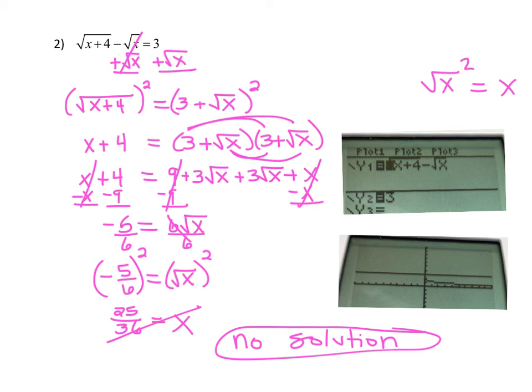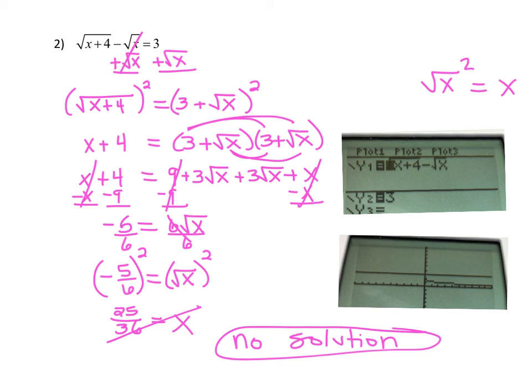Now when I hit graph, this one right here was my first graph. This is the left-hand side of the equation, radical x plus 4 minus radical x. And then this is the second graph, the right-hand side of the equation, y equals 3. If you notice, they don't intersect. So there actually is no solution. So that's a way you could check.